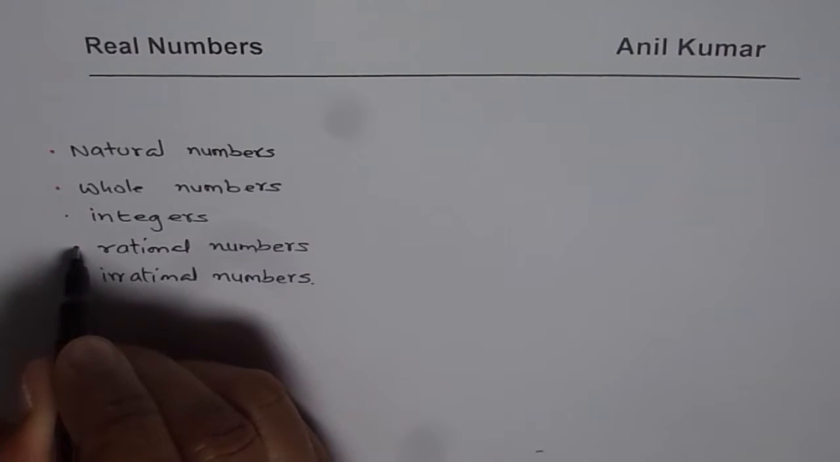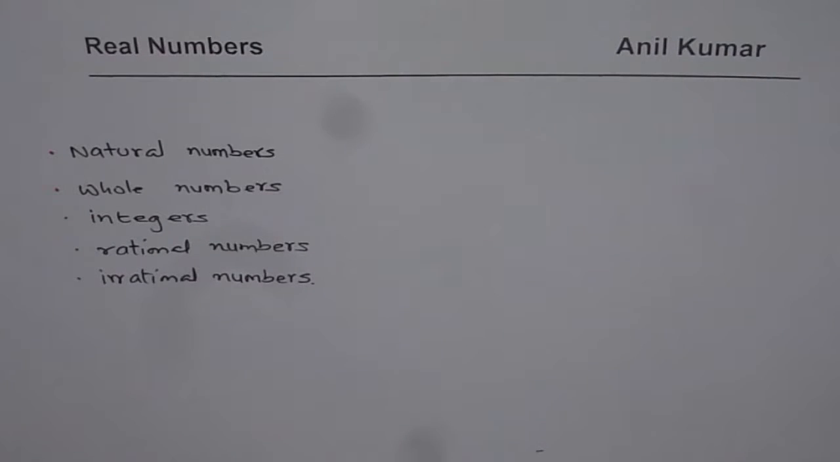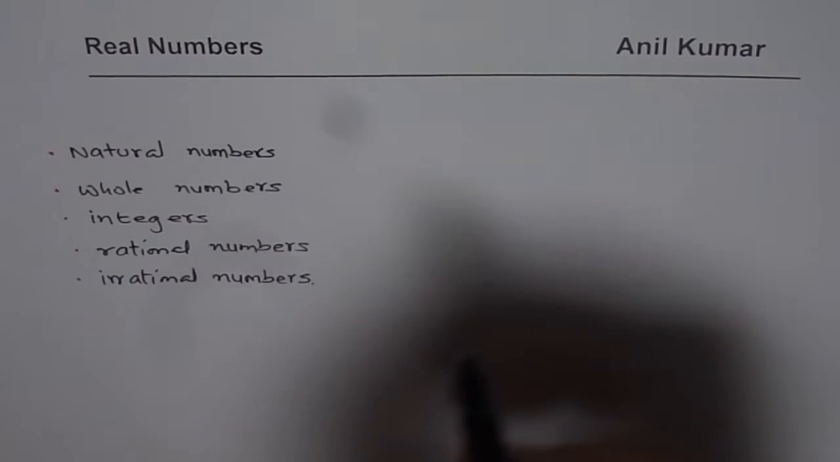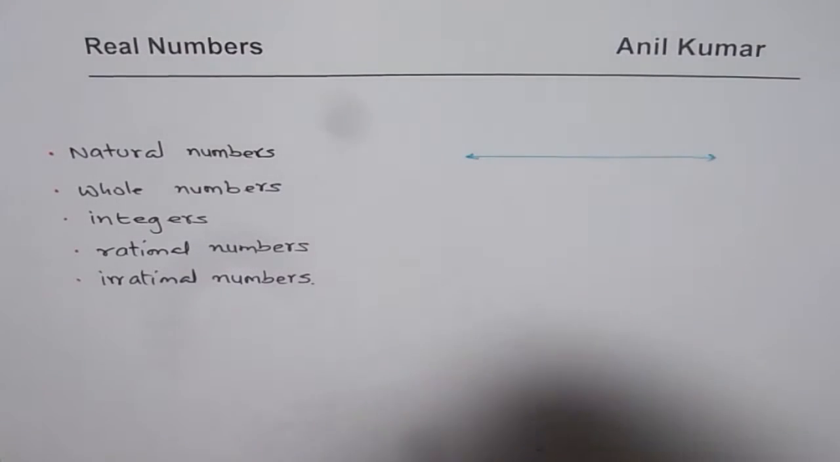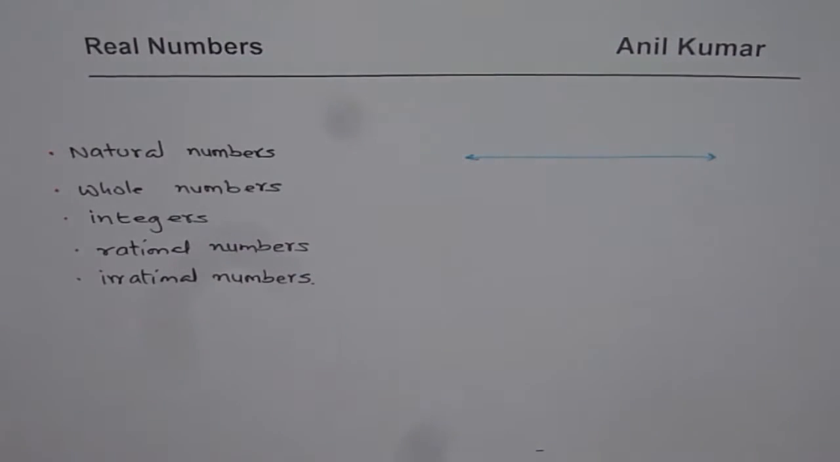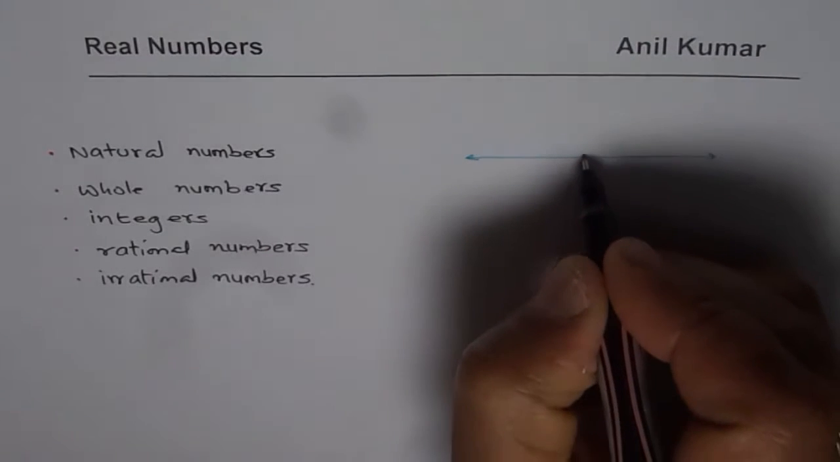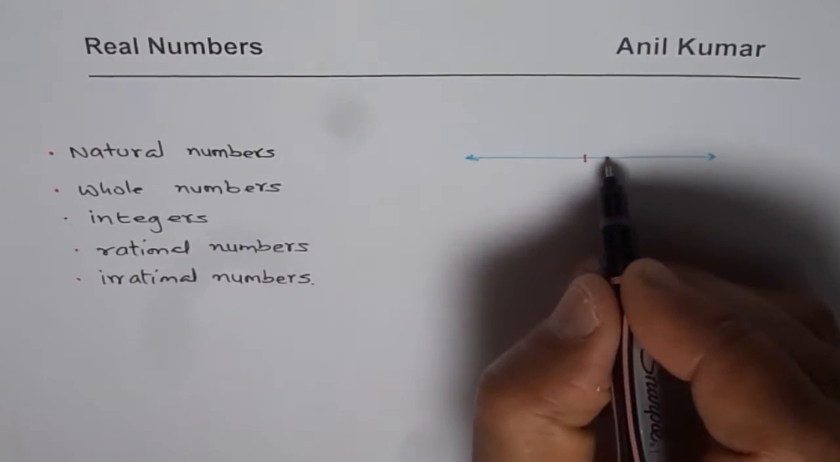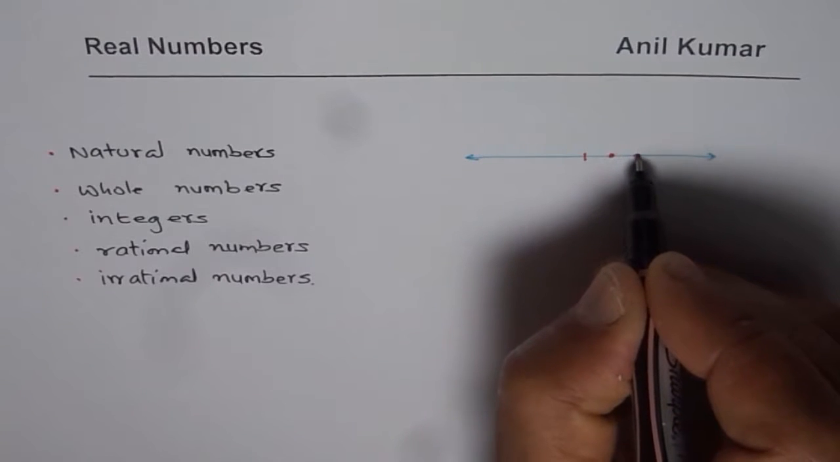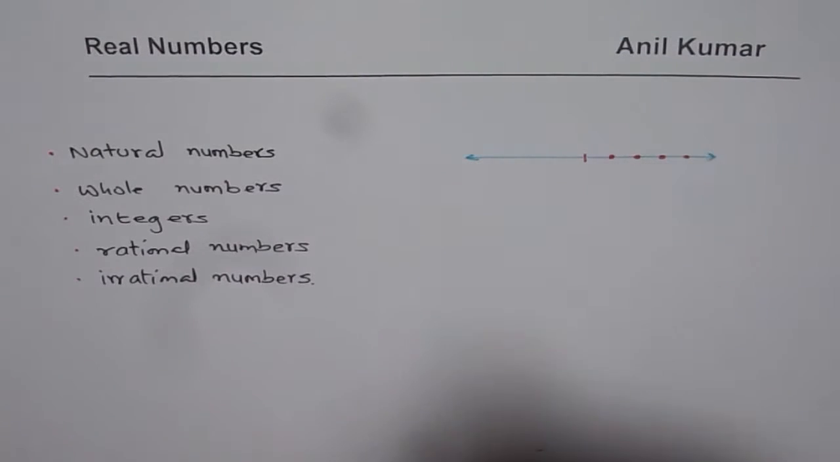one by one. Now, first thing we should do is try to see how to represent them on a number line. That is a very important exercise. Natural numbers. So we'll draw a number line here. Let's say this is a number line, and how do we represent natural numbers on a number line? The number line has a 0 somewhere there, and natural numbers will not include 0, but they are numbers like 1, 2, 3, 4, and so on. So these numbers are the natural numbers.